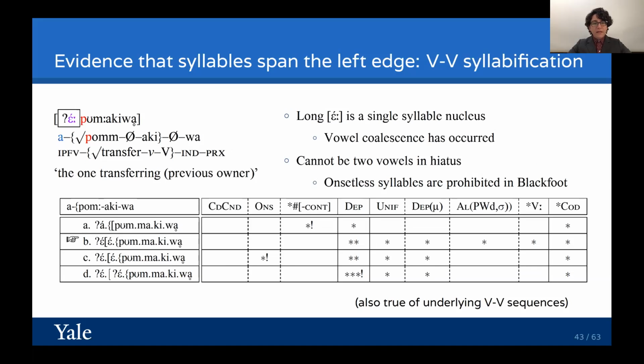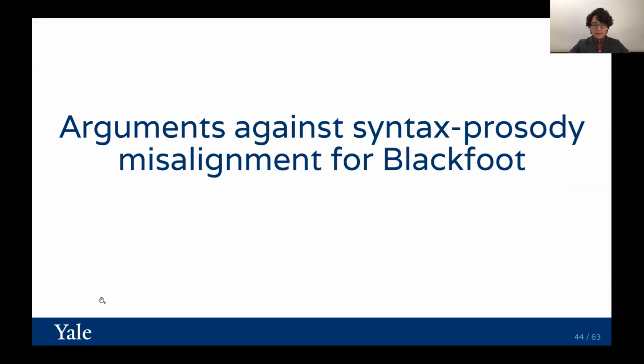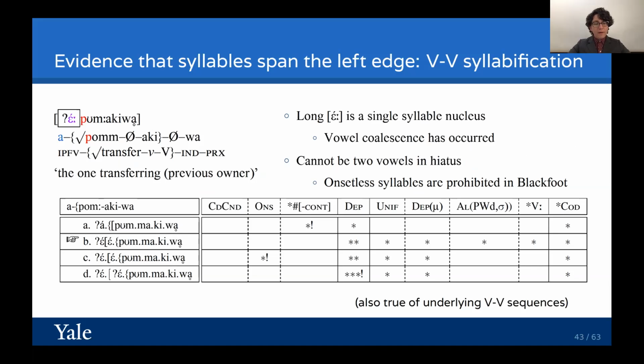Okay. So similarly, when we look at these obstruent initial roots after a vowel, we want to see whether this long e is actually syllabified together as it spans the left edge of the prosodic word. And yes, it does. So we had already said that when vowel coalescence occurs, the resulting long vowel is parsed as a single syllable nucleus. So coalescence itself is evidence that this is a single syllable. And again, this can't simply be two vowels in hiatus because onsetless syllables are prohibited in Blackfoot. And indeed, when we consider the same constraint ranking that we had before, candidates like C and D, where there is a syllable boundary that begins at the left edge of the prosodic word, are ruled out. And the reason is that you incur further violations of onset.